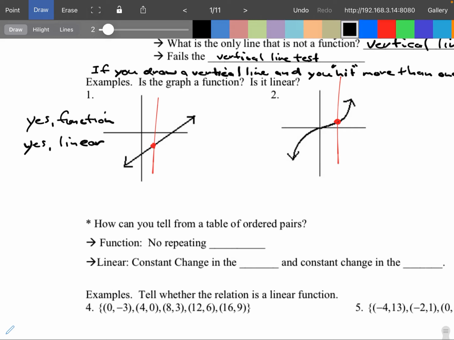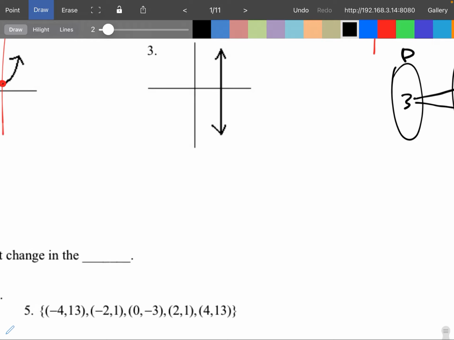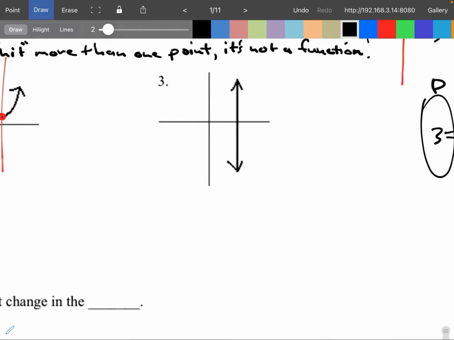All right, now look at the second one. Is that a function? If I draw a vertical line anywhere, I hit just one point, right? So yes, it's a function, but is it linear? Yeah, it's not a straight line. So this one is yes and no. Yes, it's a function, but it's not linear.